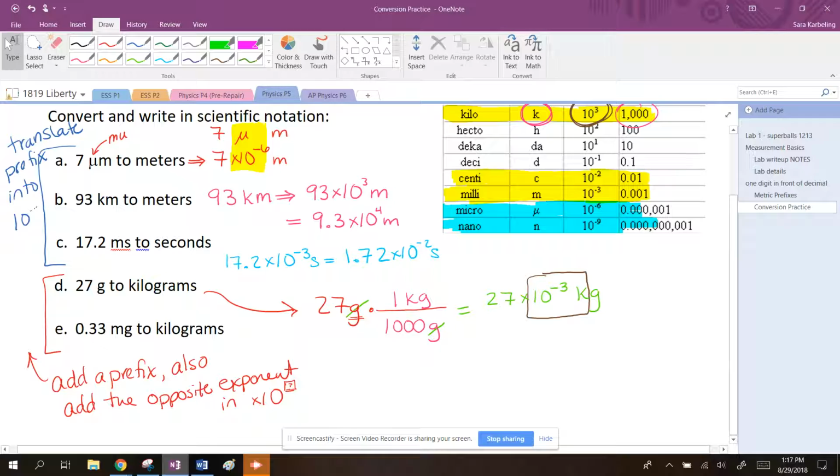So yeah. Right. So how many milligrams? Is this stuff making sense?